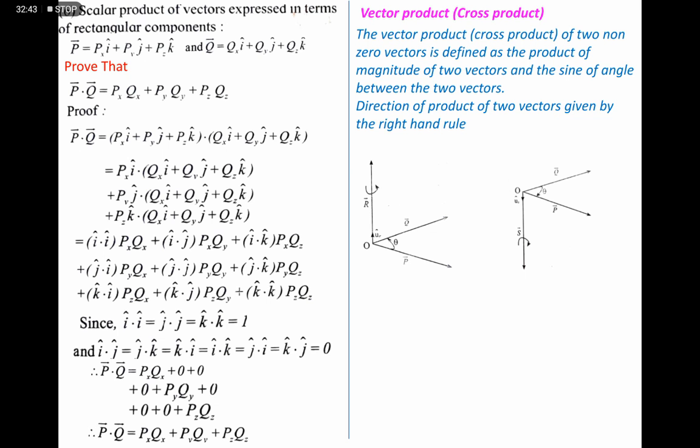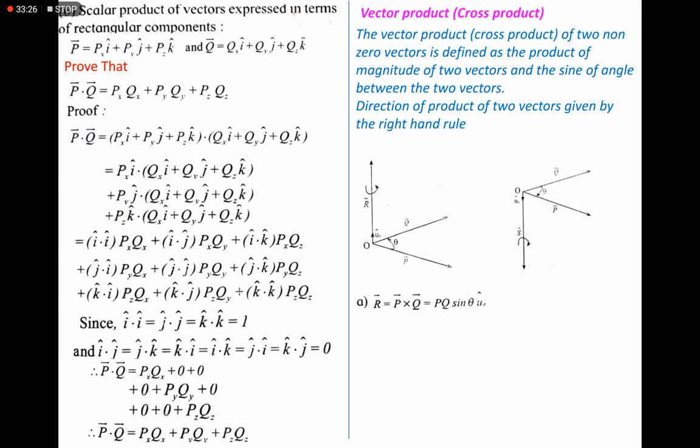Now the second diagram: the vector rotates from q bar to p bar in this way. Q bar to p bar means the screwdriver is in the anti-clockwise direction, and the screw will move out. Here the rotation is p bar to q bar in this way, in the clockwise direction. So this is the right hand screw law, and we have to use it in the vector product to find the direction of the resultant vector, or third vector.